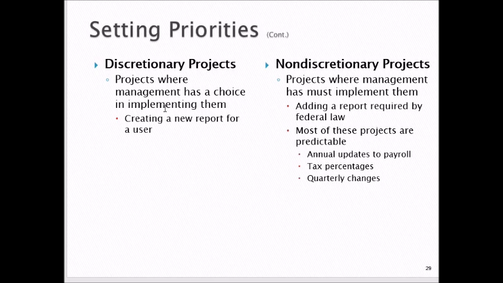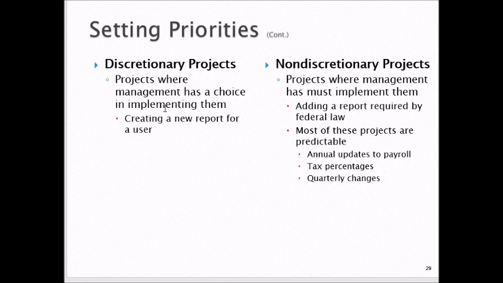So non-discretionary projects are projects where management has no choice but to implement them. And here at Albertus, I go back to financial aid. That's always the best example. Adding a report required by federal law, all kinds of federal financial aid reports.